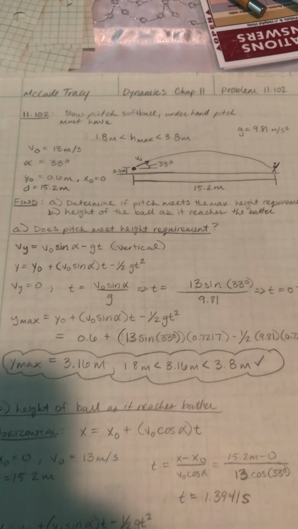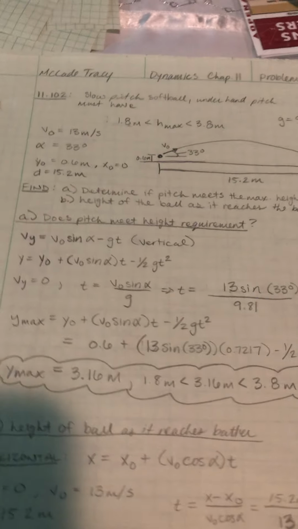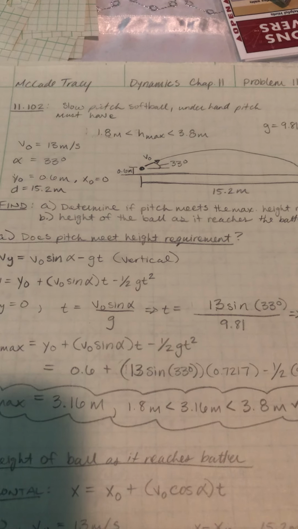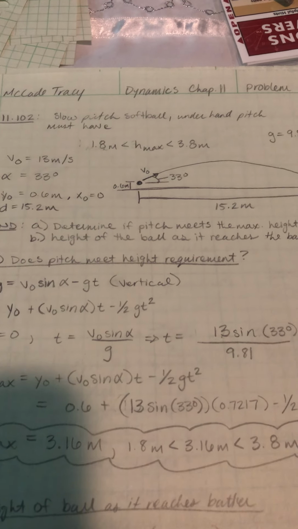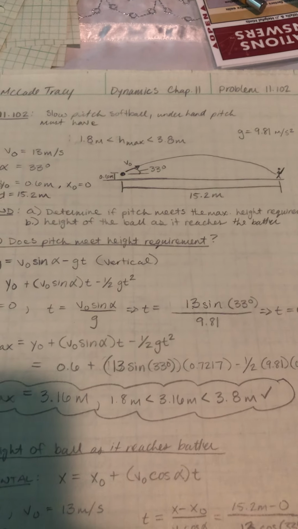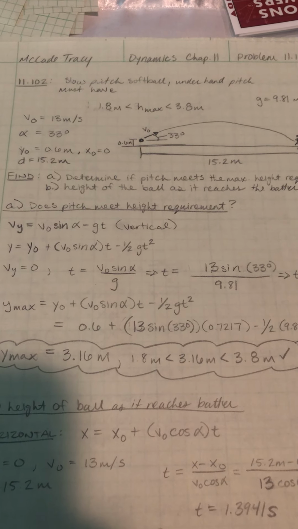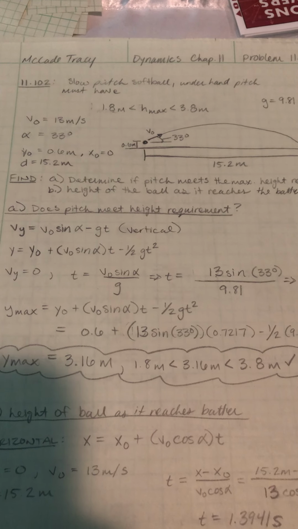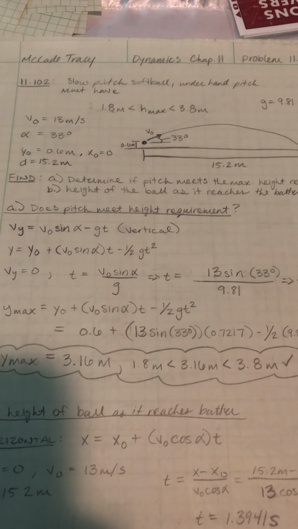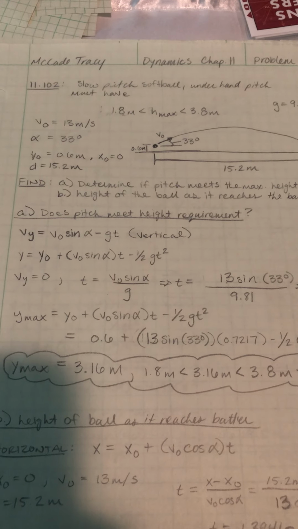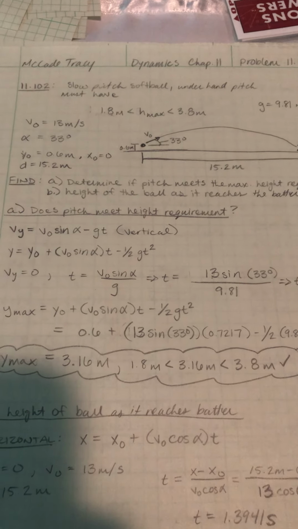In this next one, we have a slow pitch softball. We were given our conditions that the ball must be between 1.8 meters and 3.8 meters for its maximum height. Initial velocity is 13 meters per second, and our alpha is 33 degrees. We know that our y naught is equal to 0.6 meters at a distance of 0, and the ball is traveling a distance of 15.2 meters.